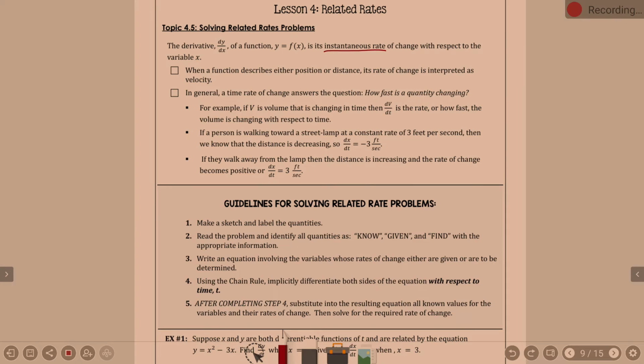If a person is walking towards a street lamp at a constant rate of 3 feet per second, then the distance between the person and the street lamp is what's changing. The distance is decreasing, so dx/dt there.